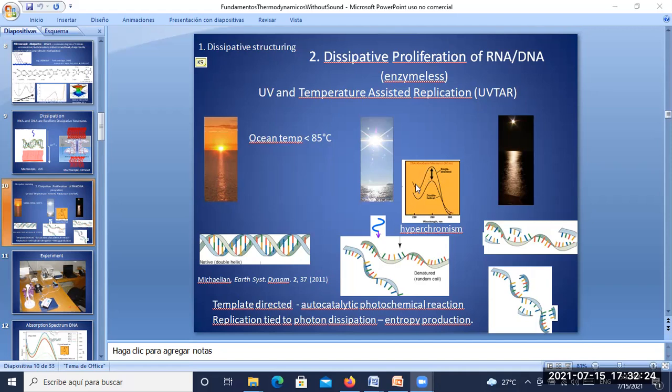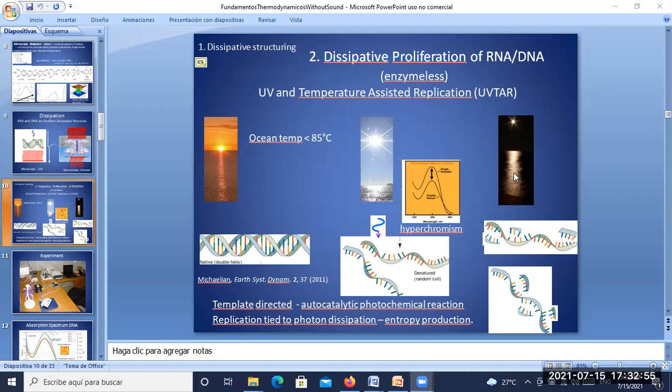This is a very well-known phenomenon, and biologists use it all the time to determine the concentrations of single-strand or double-strand DNA. It corresponds to about 40% more in the single-strand case. So as soon as we denature, we start absorbing more light in the ultraviolet, and that will cause a local temperature to heat up, and then we can have denaturing.